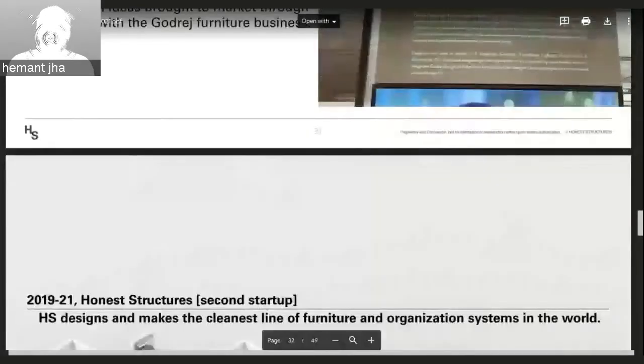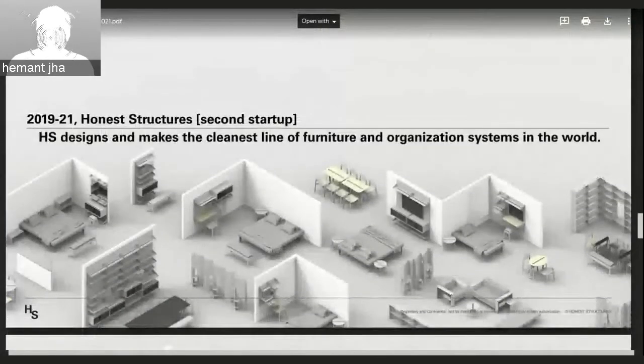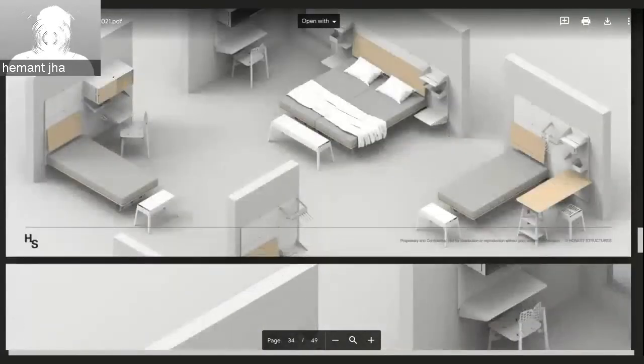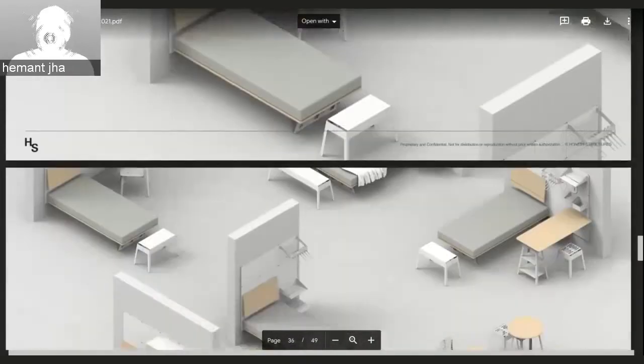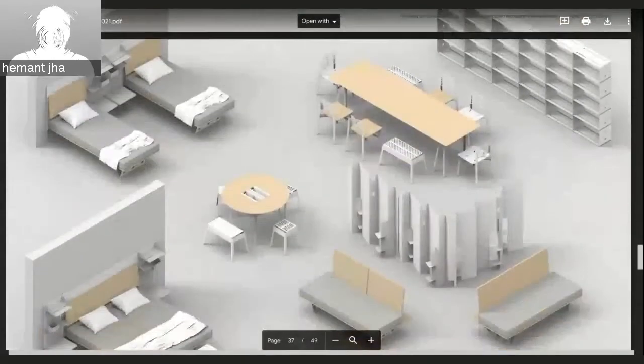So moving on, a few years later, this is the company that I set up next. And it's also a startup. It's called Honest Structures. We design and make what we believe is the cleanest line of furniture and organization systems in the world. And it is a very systems-based approach. As you scroll through the next 4 or 5 slides, you can see the different types of configurations that we can make with our products. Again, very much designed like you would a Lego. So things come together very quickly and very easily. They also come apart quite easily should they need to be recycled or refinished at any time.